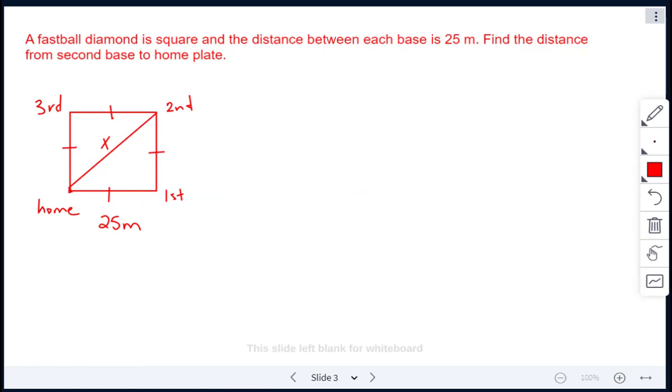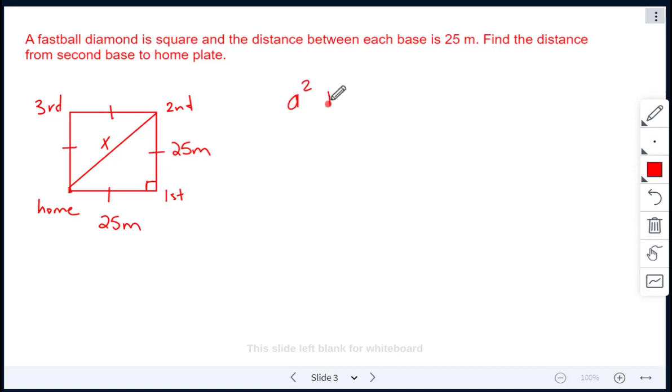So a fastball diamond is a square, and the distance between each base is 25 meters. Find the distance from second base to home plate. So we've already worked on the diagram here. So we are looking for this diagonal. Okay, and because it's a square, we know that all sides of the square are 25 meters. So this here would be 25 meters as well. So now we have our right-angled triangle right here. We are solving for the hypotenuse. All right, right across from the right angle is our hypotenuse.